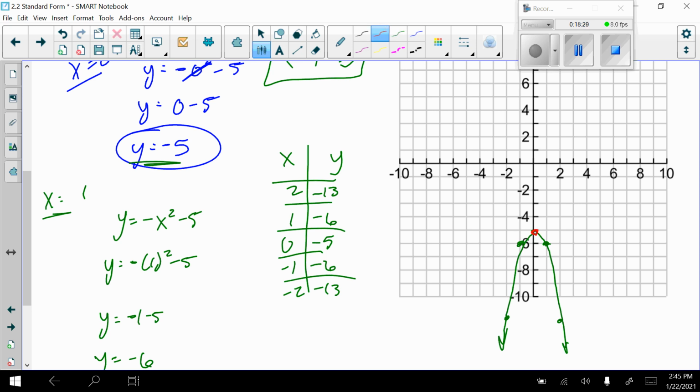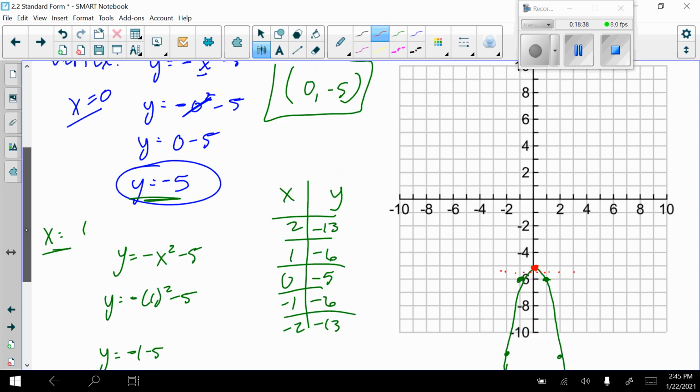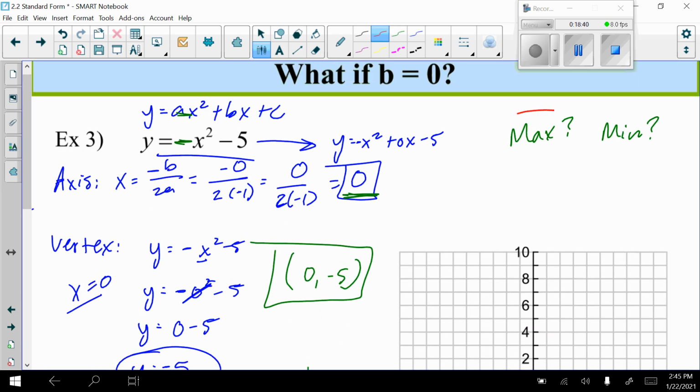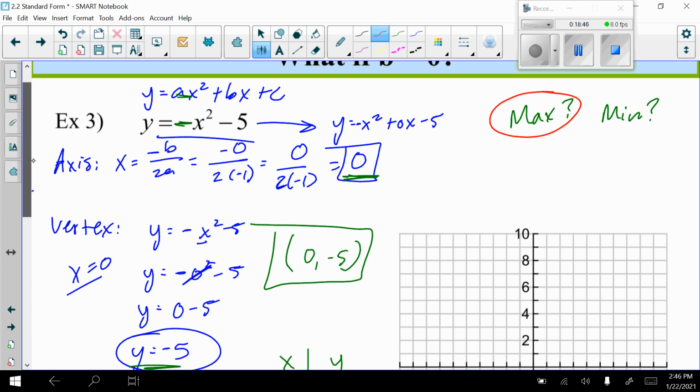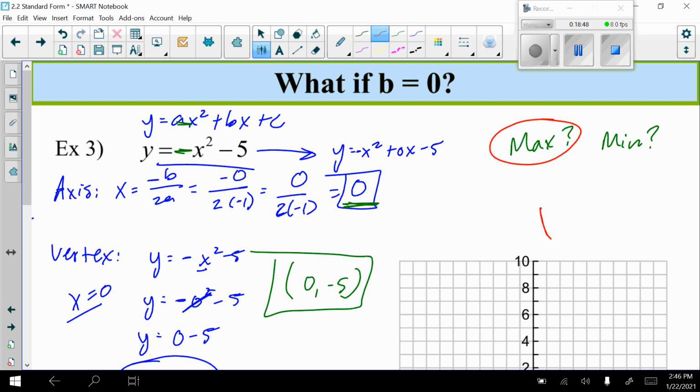I kind of like to think of this as a mountain. It's like we're coming up to the top of the mountain, and that's our maximum point. That's the highest that we get. So this graph has a maximum value, and that's because it opens down, right? In the same way, a graph that opens up would have a minimum value because it has like a bottom point, okay?